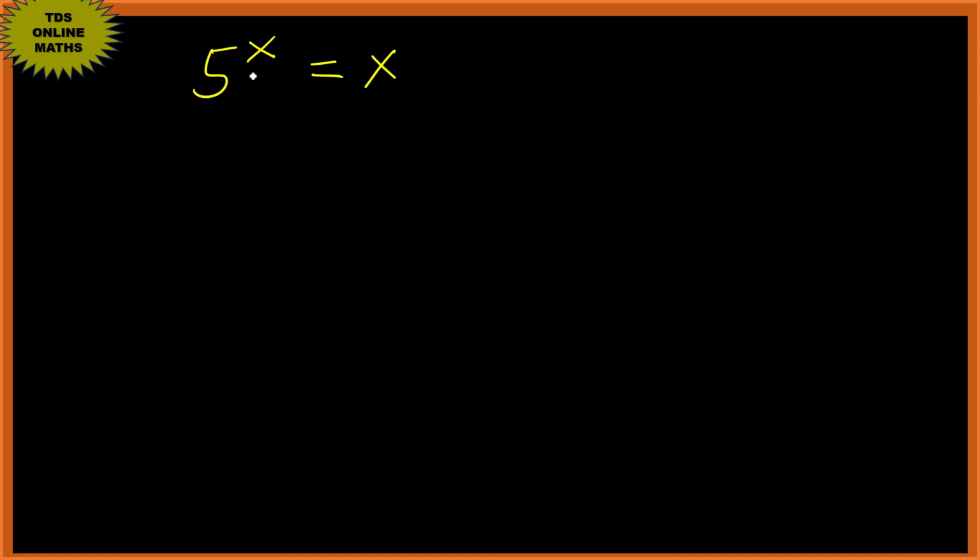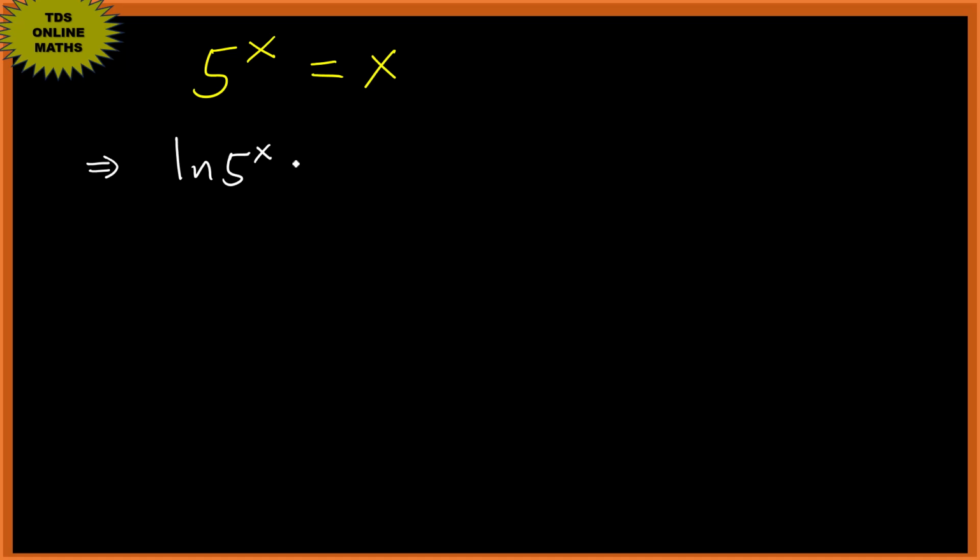Alright, let's solve this question together. We are given 5 raised to x equals x. The first thing to do here is to bring this power down. We have x here, we have 1 there, so let's bring this one down. The only way out is to take log on both sides, so let's go ahead and take natural log on both sides.